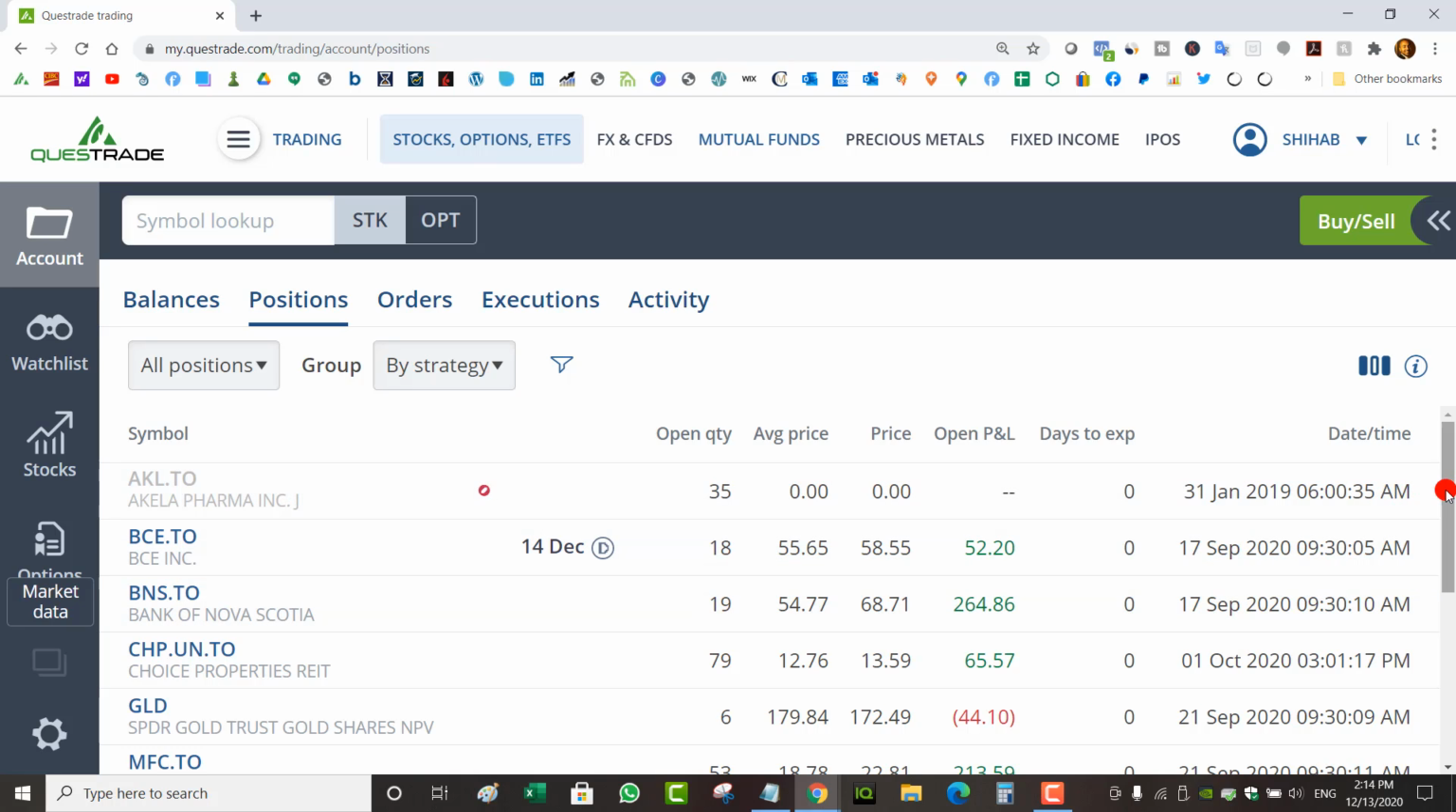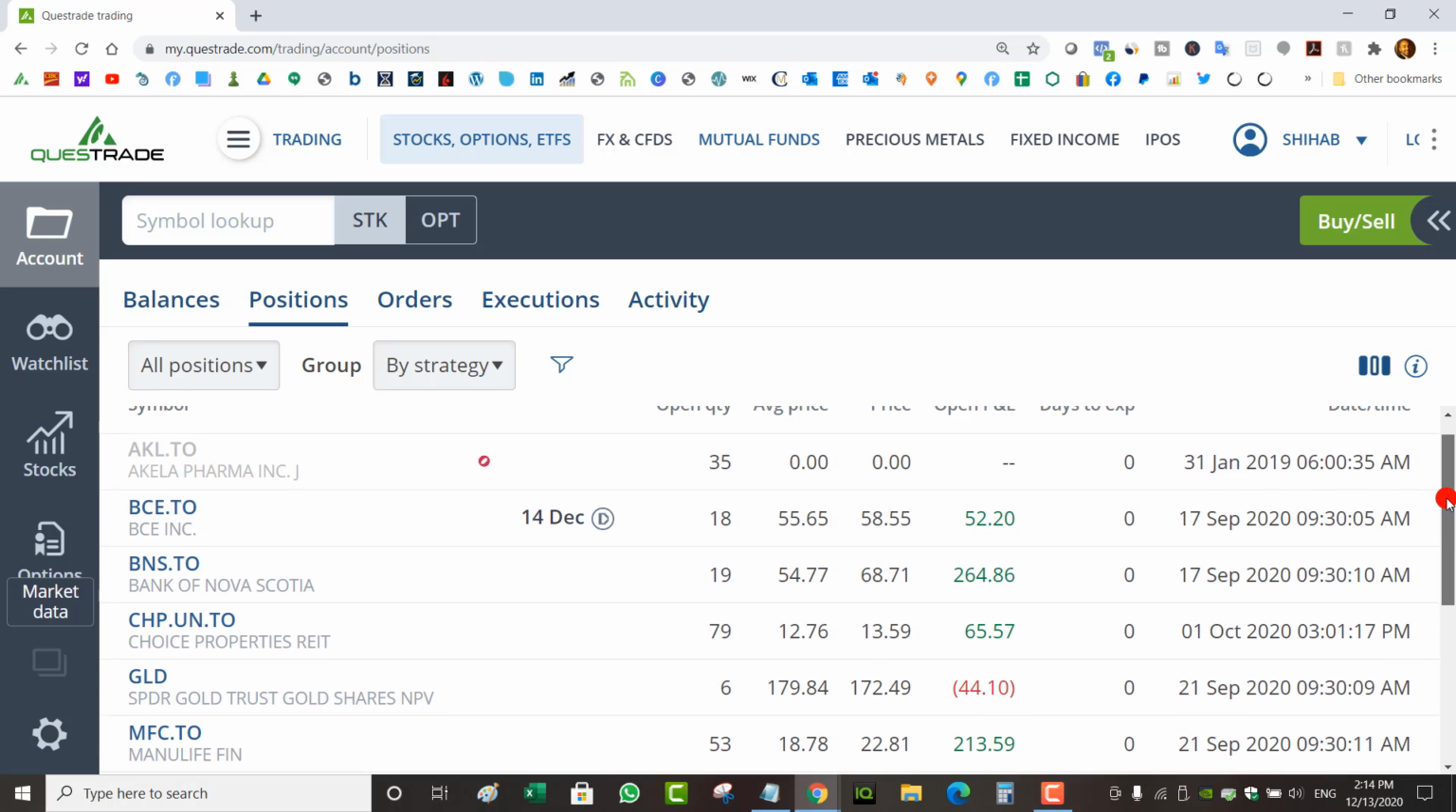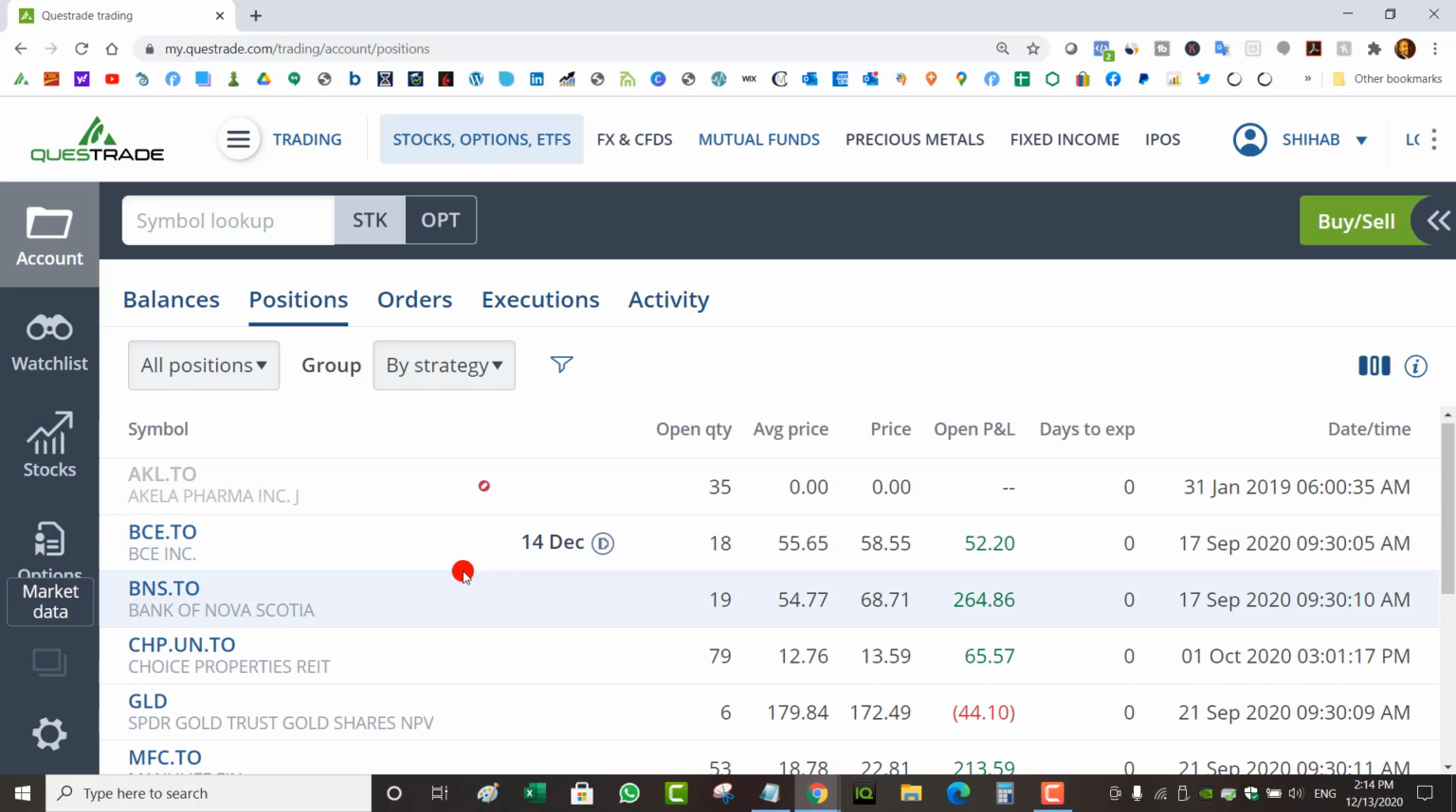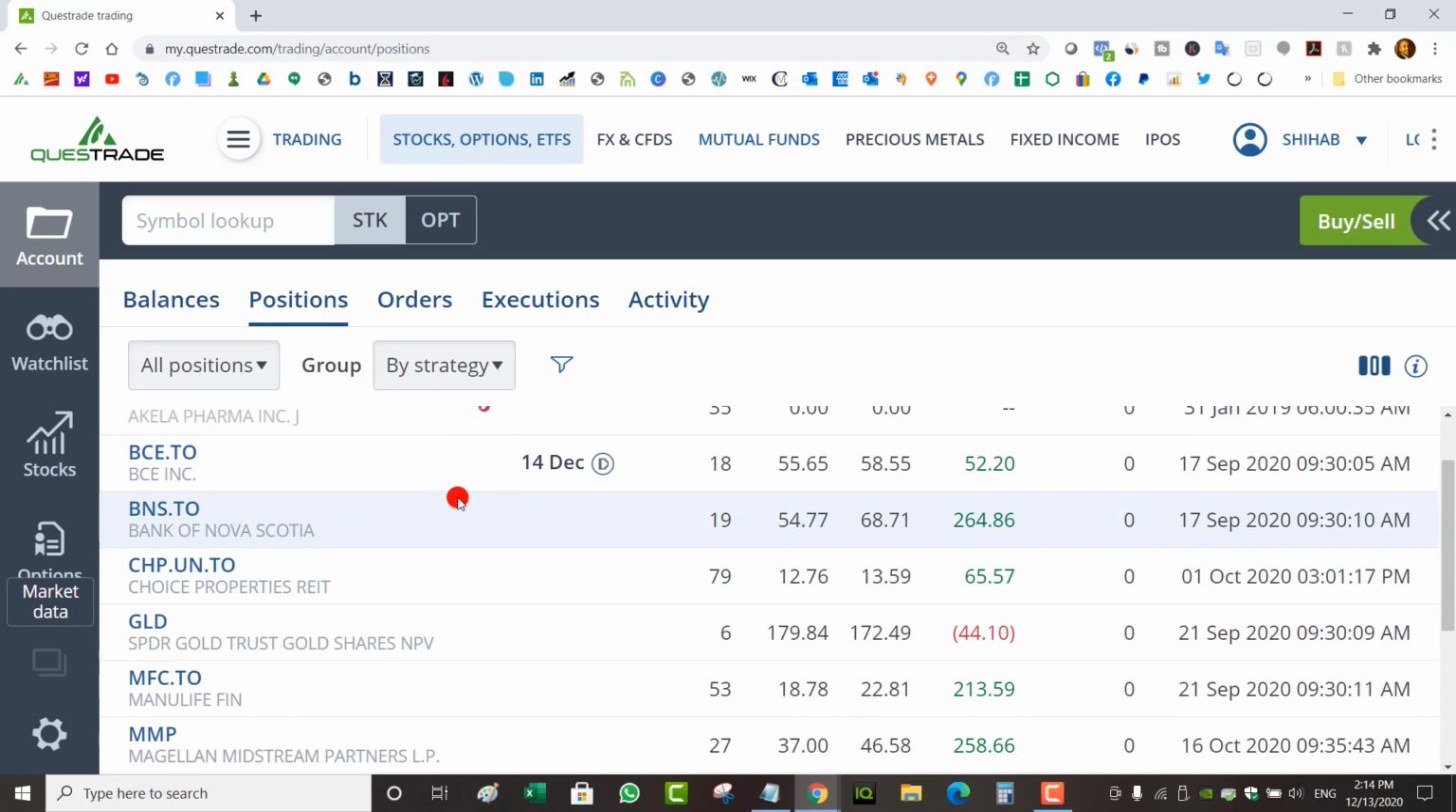So the rest of my positions in my TFSA, they're all dividend stocks except for gold. So I've got Bell. As you can see, I've got dividends coming up December 14. It's up $52. I've got Bank of Nova Scotia up $264. I put in $1,000 in each of these positions. I've got Choice Properties up $65.